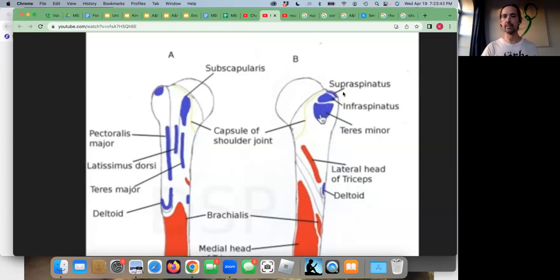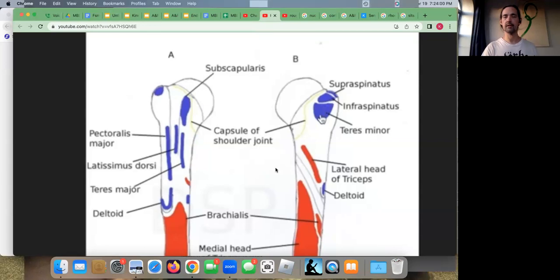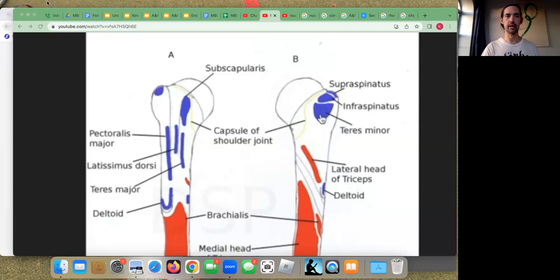Okay, and then step around to the back a little bit so you can see the shoulder blade in the back, and you have the supraspinatus on top, the infraspinatus below that, and the teres minor below that. Teres minor, infraspinatus, supraspinatus. Okay, so remember I told you guys you're going to be fried.